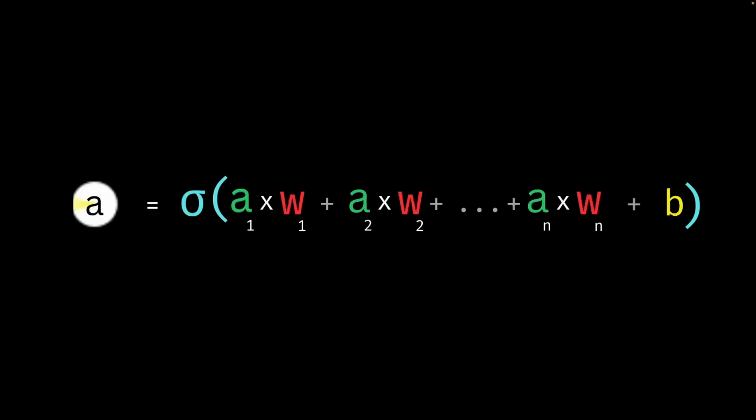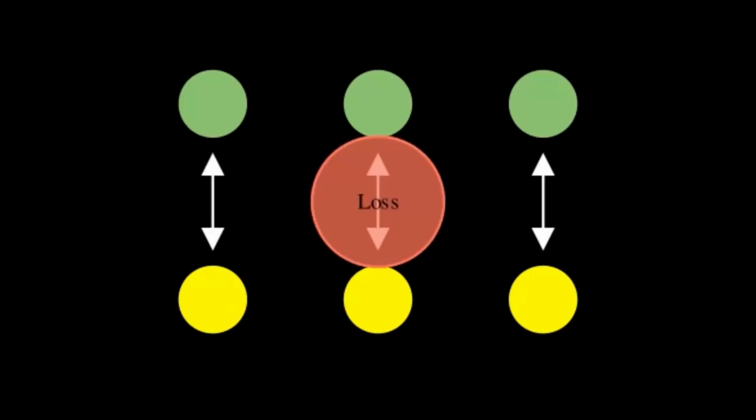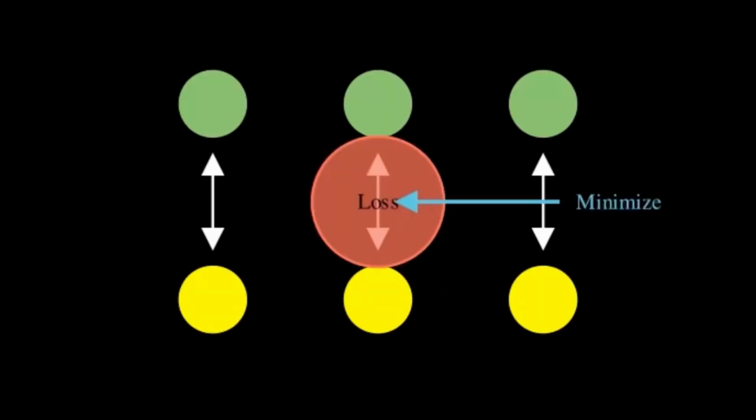How do we measure the network's performance? We take the actual output of a neuron and subtract it by the desired output, then square the result. We do this for all neurons in the output layer and sum them up. This value is called the loss. The closer the actual output is to the desired output, the smaller the loss will be. An artificial neural network learns by minimizing its loss, which means adjusting its weights and biases to improve performance.